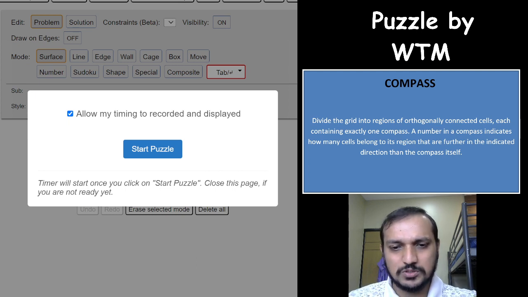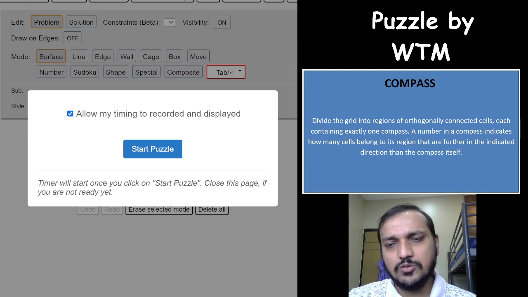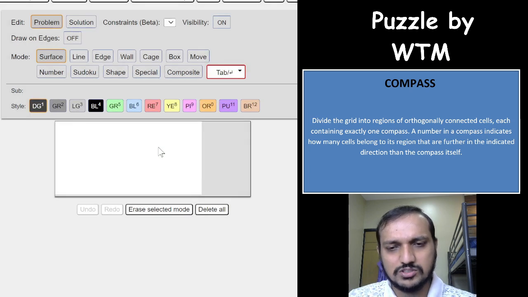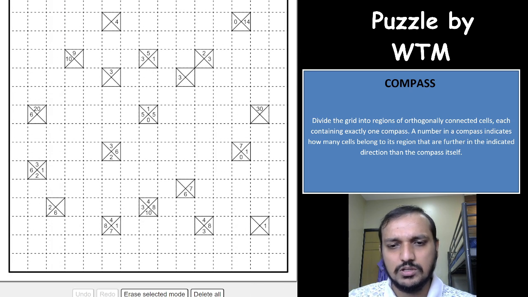Now coming back to this puzzle, let me first explain the rules. I just want to record my timing for it. Divide the grid into regions of orthogonally connected cells, each containing exactly one compass. So you have some clues like compass, and each cell has to be part of a compass, that is, a part of a region. A number in the compass indicates how many cells belong to its region that are further in that indicated direction than the original compass itself. That's quite a different rule. I'll explain easily what the compass actually is.